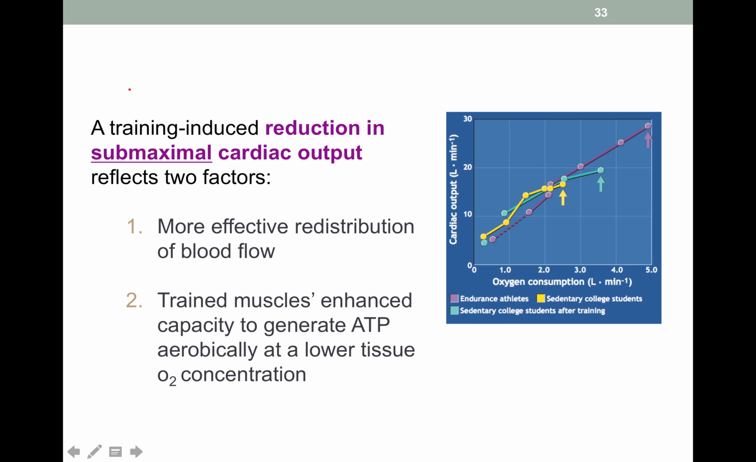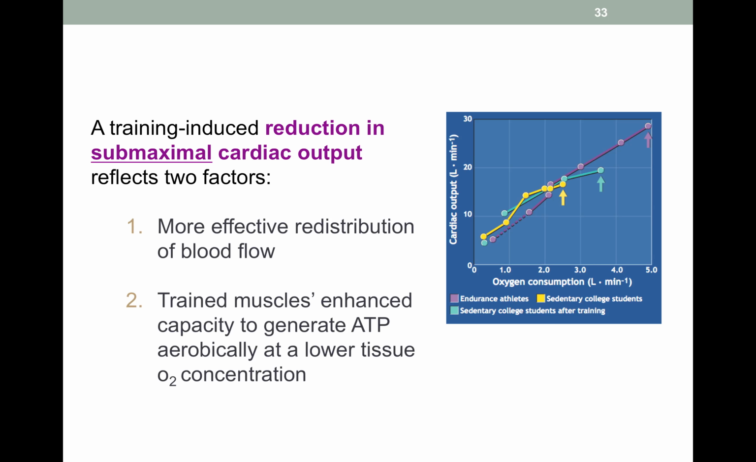Okay, so when we think about cardiac output, submaximally, there's going to be a reduction. And this is something that you see, it's very standard with exercise physiology. We tend to increase maximum and tend to decrease submaximal responses a lot. And that really represents a more efficient system.